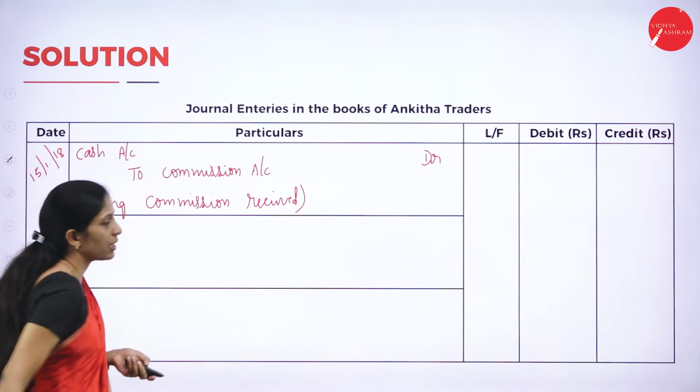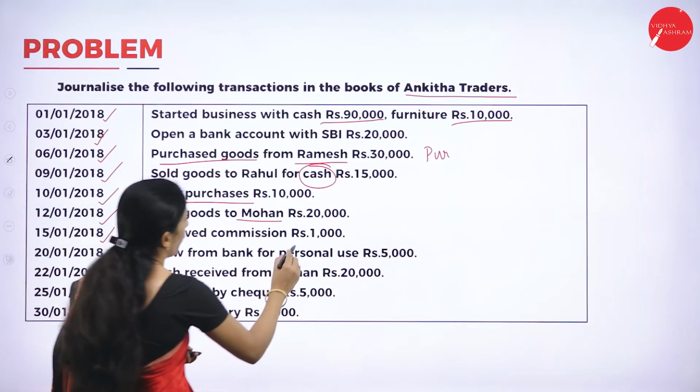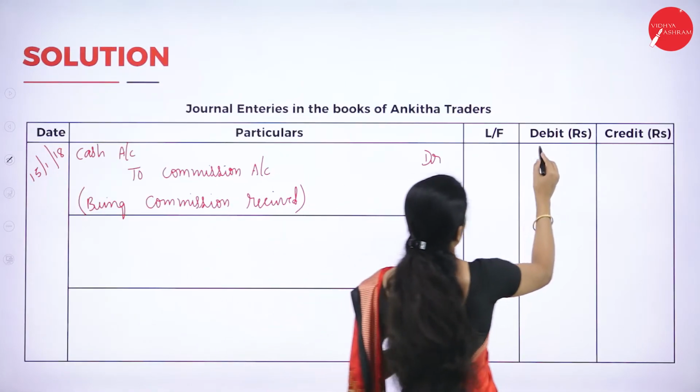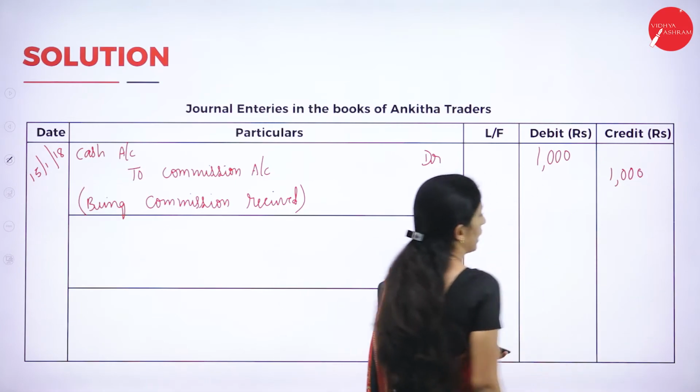Being commission received. So what is the commission they have received? It is 1,000. Right, 1,000 in the debit side and 1,000 in the credit side. Next one.